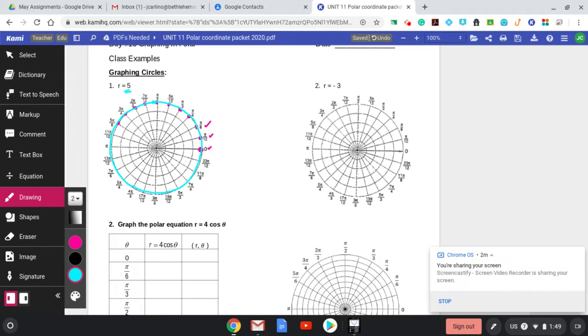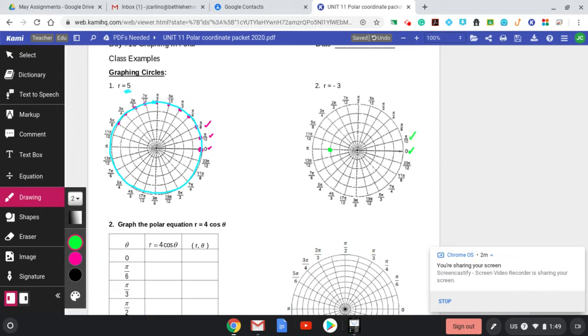Now, if you remember what the negative value does, from the first couple days of this unit, what the negative does? If I'm at 0 right now, and I go 3 away from the pole, because it's negative, you have to go in the opposite direction. So really take a look. It would be 1, 2, 3, that point right there. It's just going in the opposite direction.